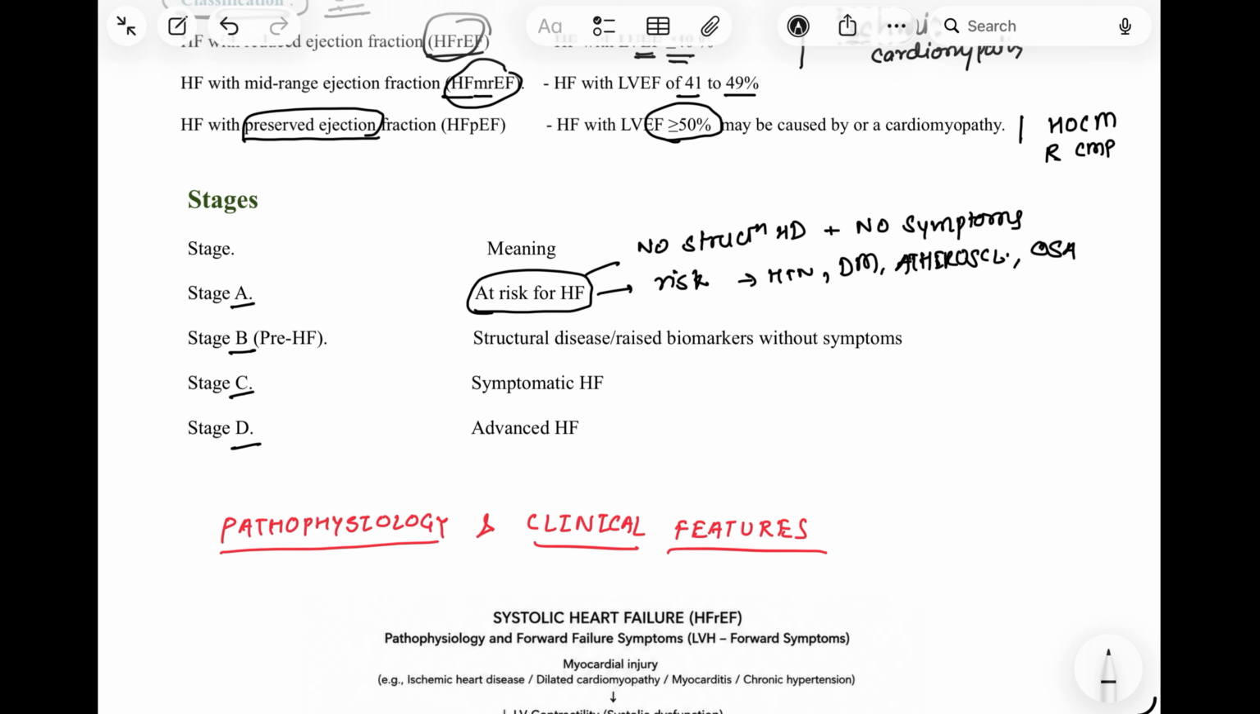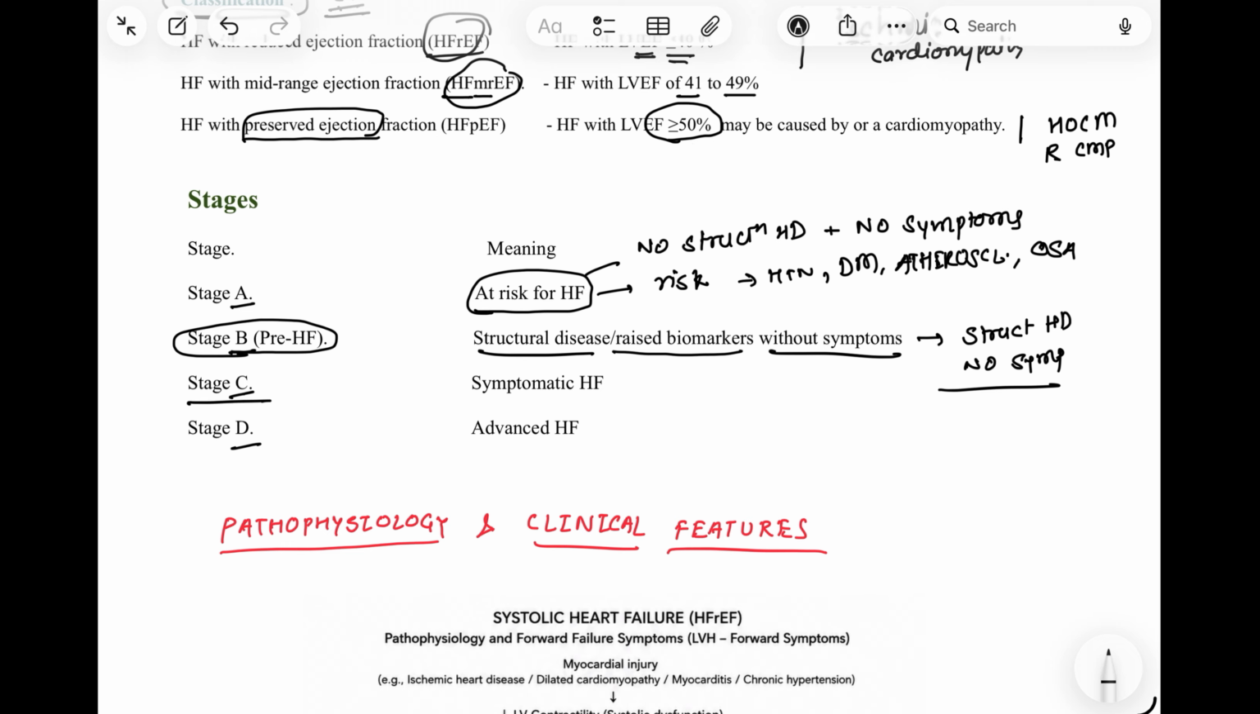Now what about stage B? So stage B is also known as pre-heart failure. Now why is it known as pre-heart failure? Because there is a structural disease and it is a condition that is prior to heart failure. So that's why we call stage B pre-heart failure. There may be raised biomarkers without symptoms. So in stage B, there is structural heart disease, but there are no symptoms.